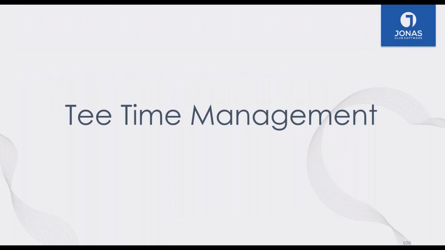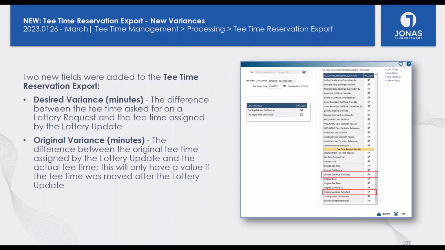So within Tea Time Management, we have a couple of new options in the system. First off being the Tea Time Reservation Export. We've now added 2 new fields into the Tea Time Reservation Export. There's the desired variance in minutes, so the difference between the tea time asked for in a lottery request and the tea time assigned at a lottery update.